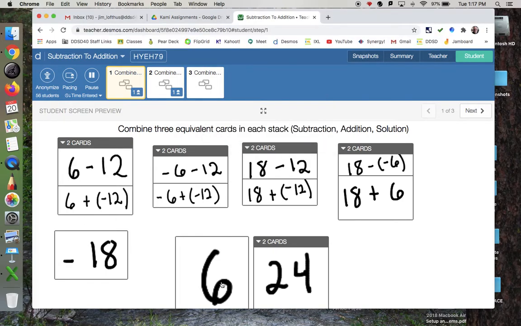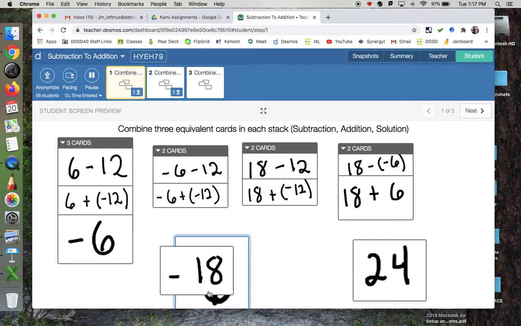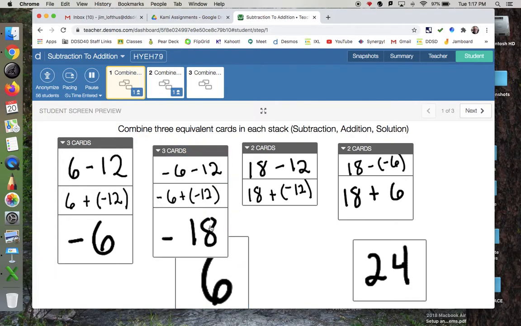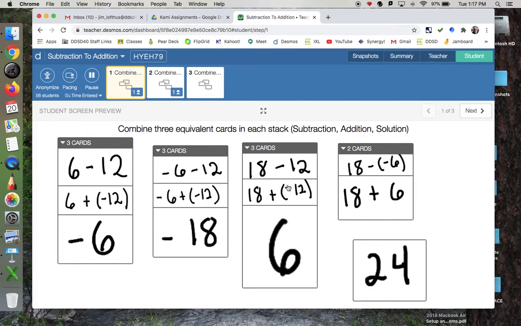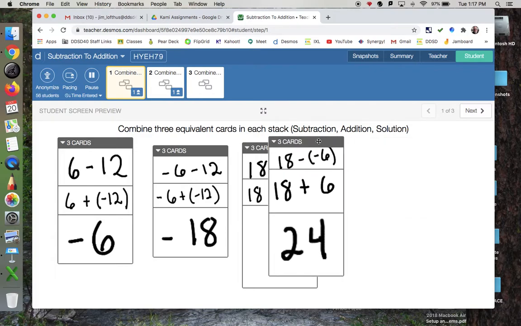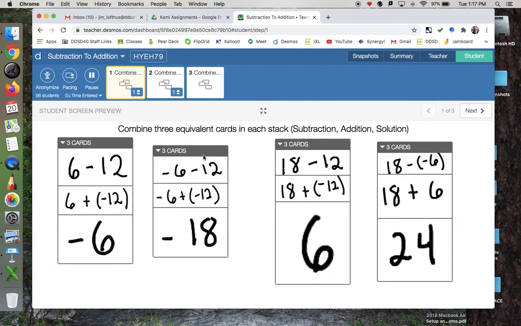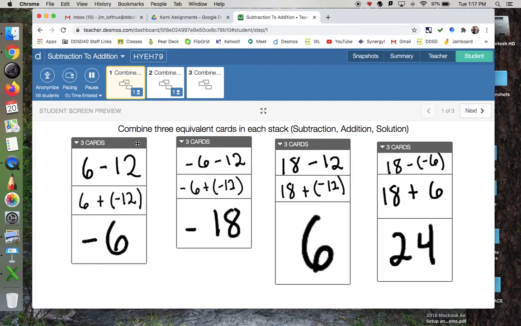So 6 minus 12 is negative 6. So that goes on that one. Negative 6 plus a negative 12, that's a negative, and even more negative is negative 18. And 18 minus 12 is 6. And 18 plus 6 is 24. So there's the answer key for that first slide. Oops, there we go. It's kind of nice and organized so you can see it.